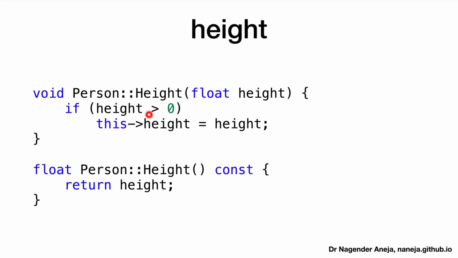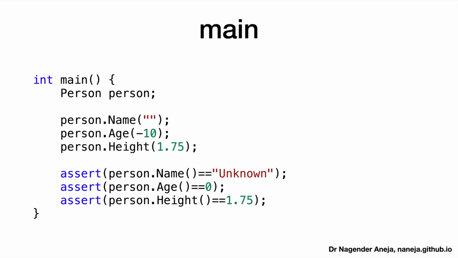Height, if it is greater than 0, if there is some height, then we are assigning this. If height is 0, then we are not going to assign. It's already 0, or maybe negative, then also we are not going to assign. And this height function is going to return the height that we have already updated.